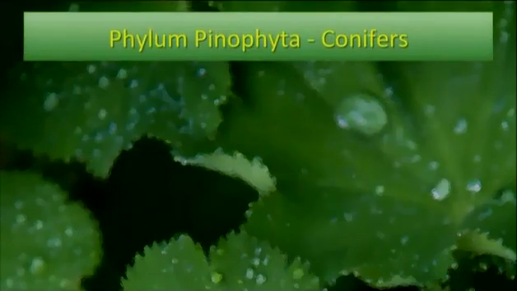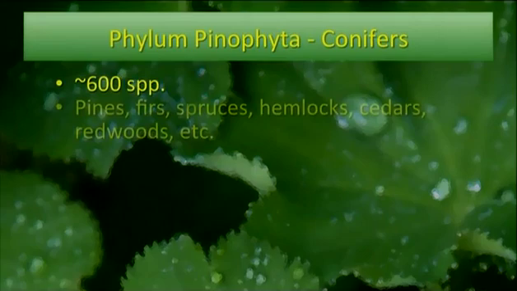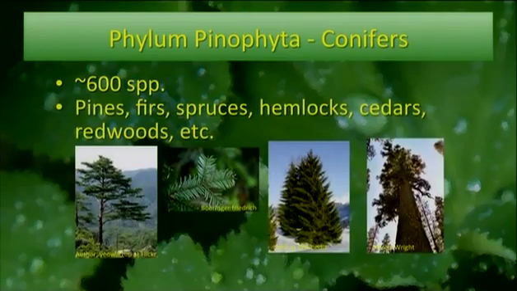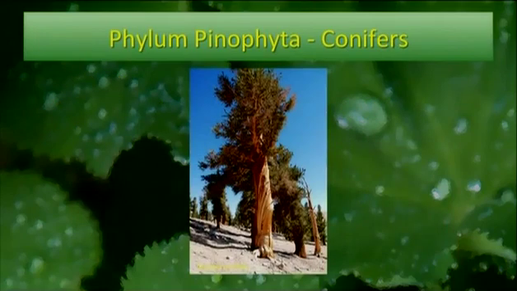Now the phylum Pinophyta, also known as the conifers, has approximately 600 species. They include the pines, the firs, the spruces, the hemlocks, the cedars, the redwoods, and so on. So here's a look at a bristlecone pine, which is among the oldest living organisms. They're more than 4,500 years old, some of them. They live in the White Mountains and the Snake Range.